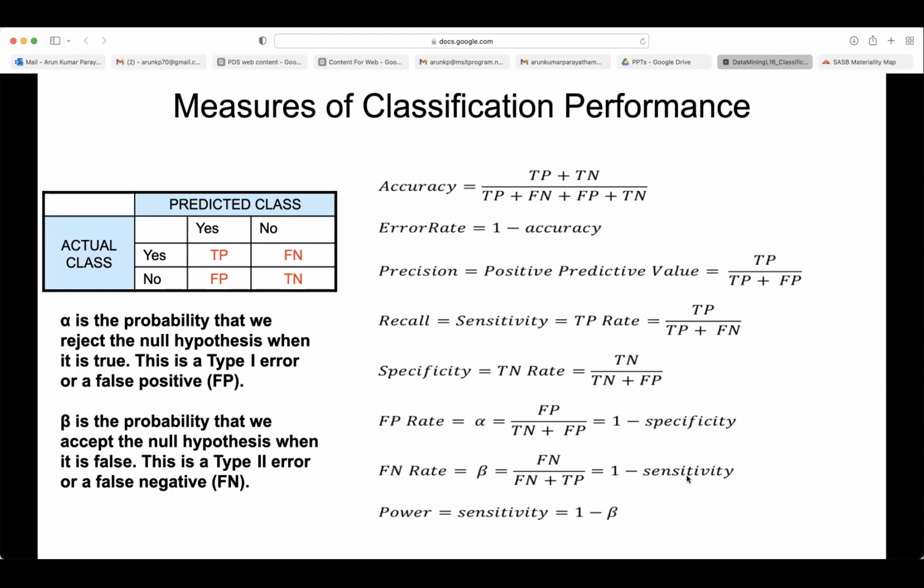FN rate equals 1 minus sensitivity. Sensitivity is recall, remember. It is easy to remember, but specificity you need to define similar to your recall. Recall, or sensitivity, is the true positive rate. Specificity is the true negative rate, parallel to the TP rate. Recall of the positives is sensitivity, recall of the negatives is specificity, in other words. So once you know sensitivity and specificity, then false positive rate is 1 minus specificity, false negative rate is 1 minus sensitivity. Then power equals sensitivity, that is 1 minus beta.